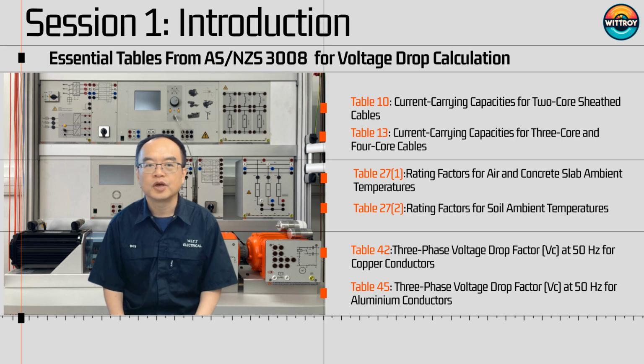Table 27.1, rating factors for air and concrete slab ambient temperatures, offers rating factors to adjust current carrying capacities based on different ambient temperatures for cables installed in air or heated concrete slabs. Table 27.2, rating factors for soil ambient temperatures, provides rating factors to adjust current carrying capacities for cables buried directly in the ground or in underground wiring enclosures.